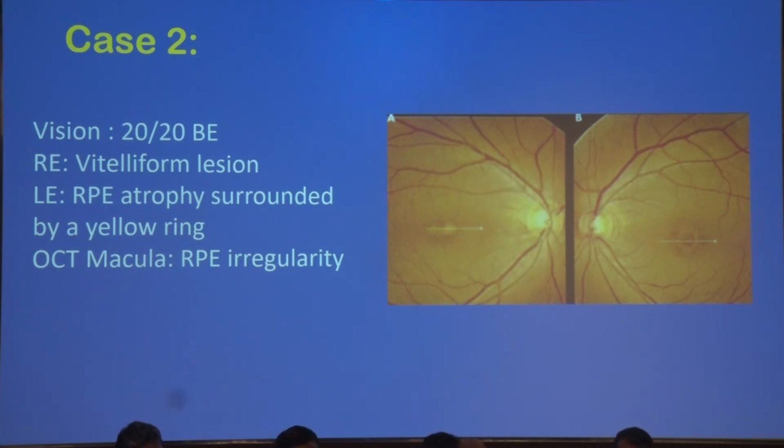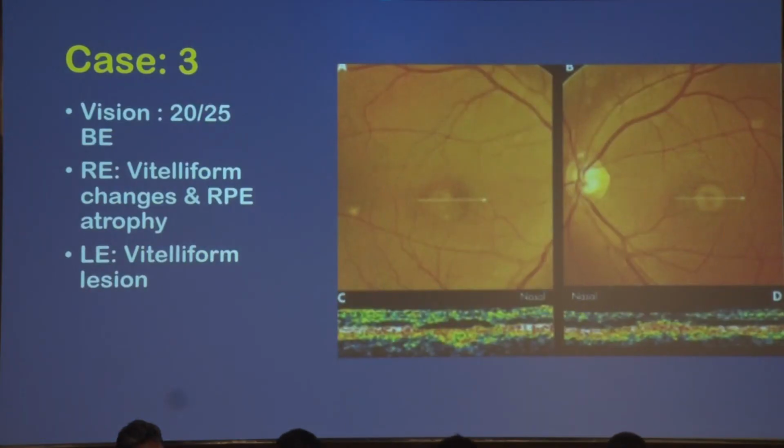This is another case. Again, vision is 6/6, and he has a small lesion. When you look closely at the fovea, you can see that. And in the left eye, there is an atrophy surrounded by a yellow ring. Again, OCT was showing RPE irregularities, and I have not given him any treatment, and he is on regular follow-up. This is a similar case. He has vision of 20/25, and again the macula is showing some vitelliform changes with RPE atrophy, and these are the OCT pictures, an old image, and he has vitelliform changes with good preservation of his vision.